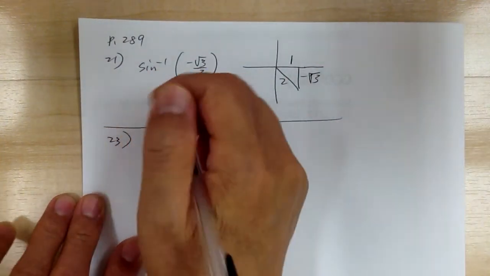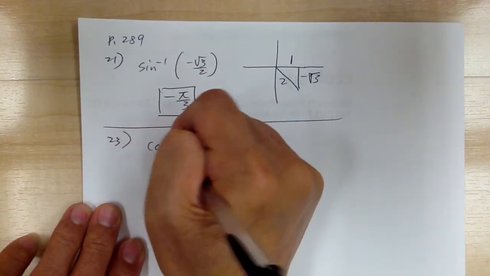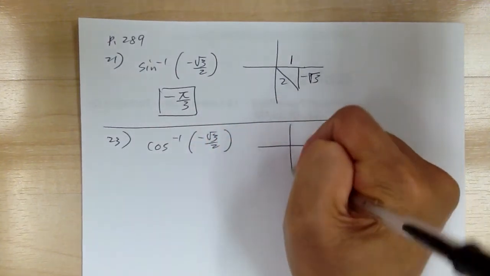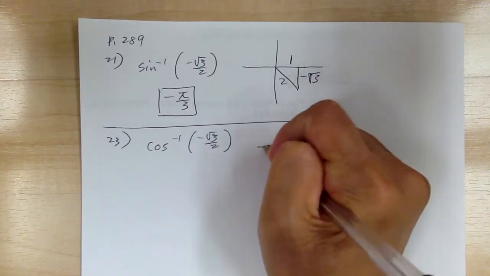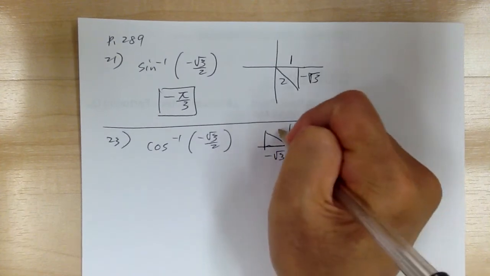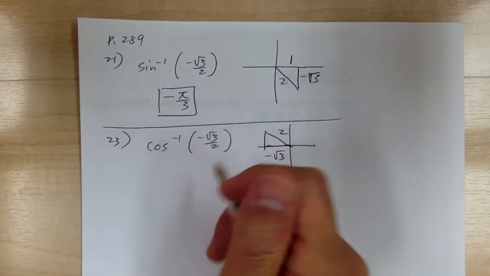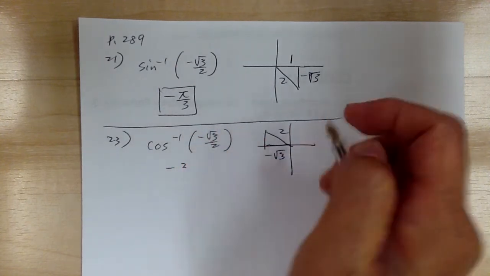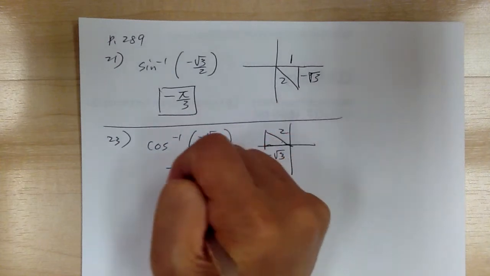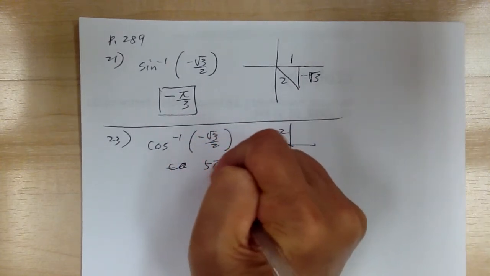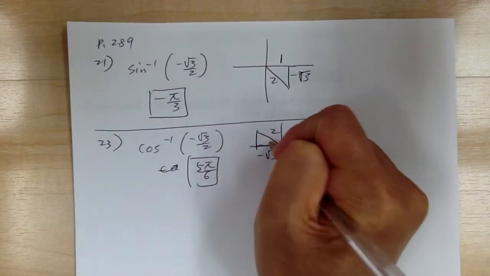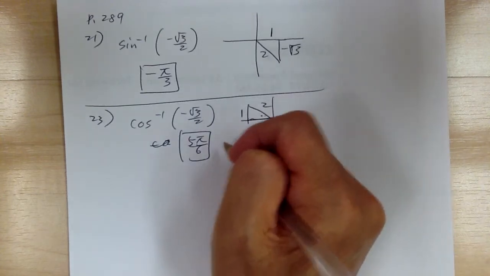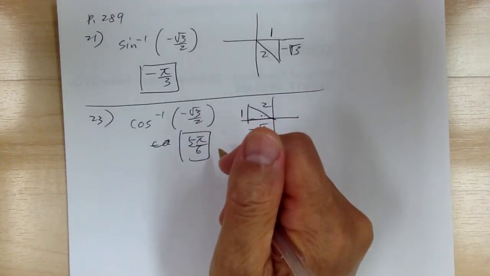Okay, number 23. Inverse cosine of negative square root 3 over 2. So inverse cosine negative is going to be in quadrant 2. So you're going to get negative square root 3 over here and 2. This is the low angle, so it's going to give you 5 pi over 6. So this is going to be the 30 degrees. So you kind of have to know your positions on the circle.